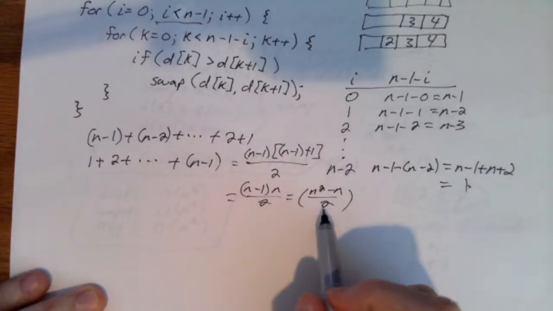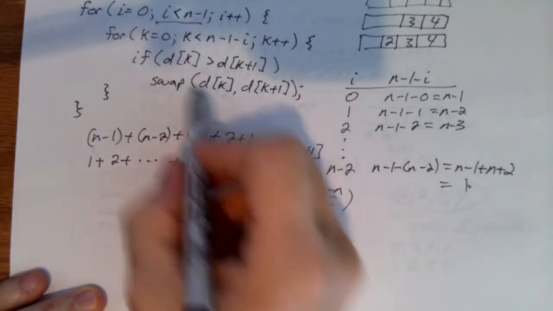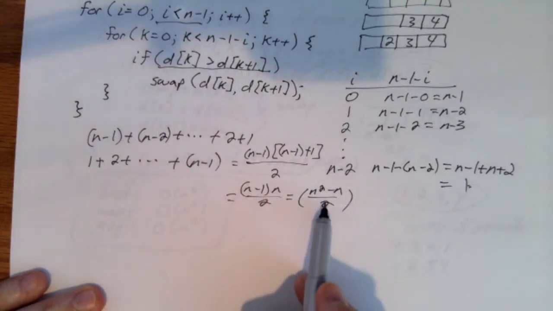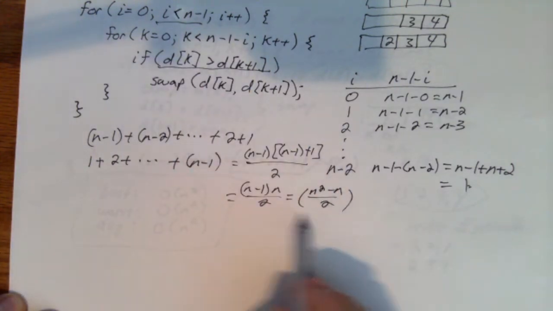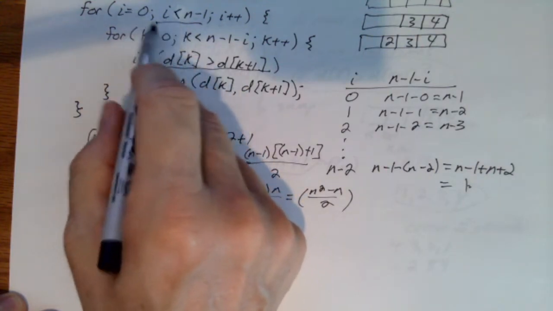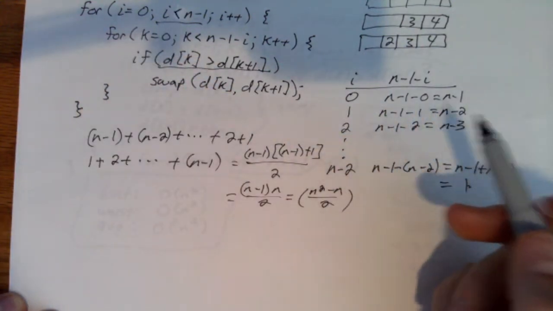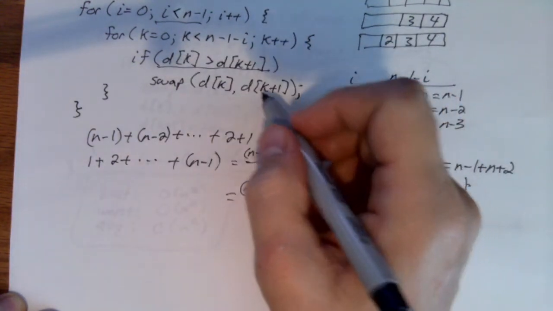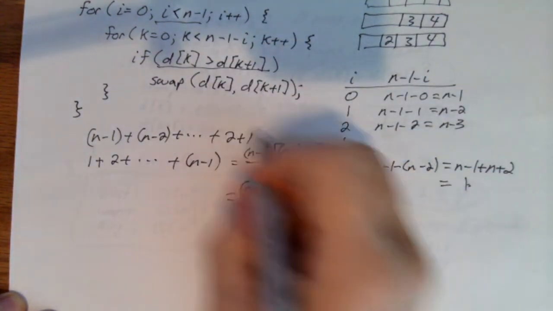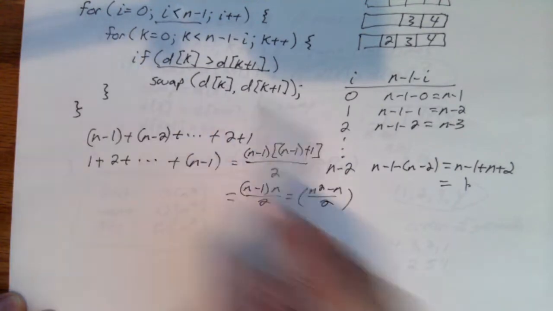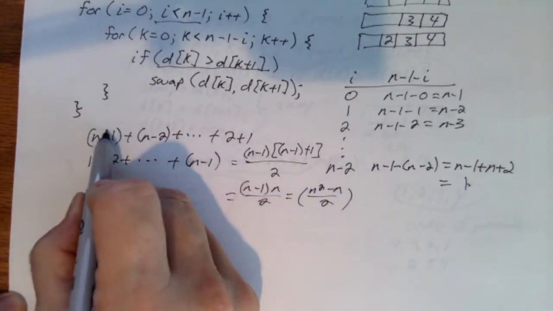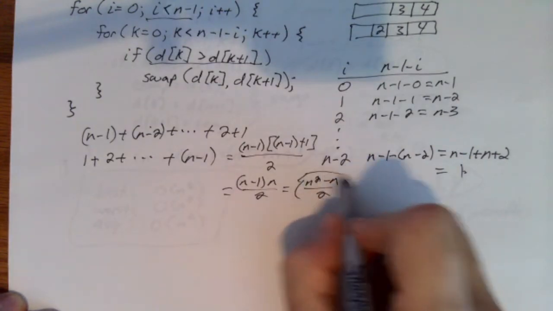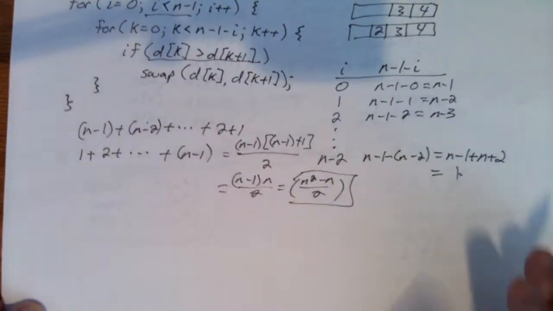The K loop will execute, or ask this question, is d sub k greater than d sub k plus 1, this many times? But remember, we also have the I loop running. Or actually, the I loop is already incorporated in that. So this will actually be our final. So when I was equal to 0, we got this. When I was equal to 1, we got this. So we don't need to multiply this by I. This will be our actual count of how many times it's executed.